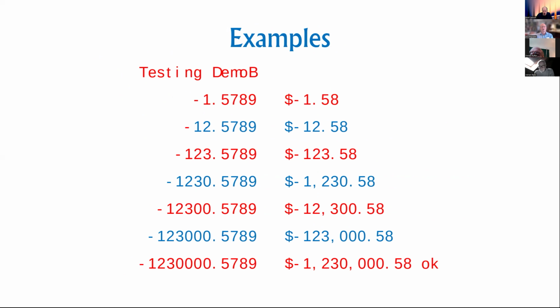So notice the 1.57. When it rounds, there's an 8 to the right. So the 1.57 becomes 1.58. So the rounding is taking care of us magically. And as the numbers grow, you see they go all the way down to 1,230,000 with 58 cents. And that is the result. Do we have any questions or comments?